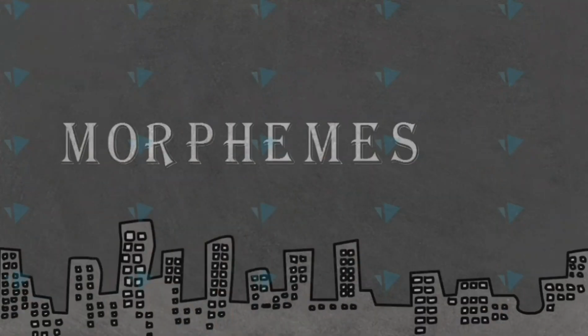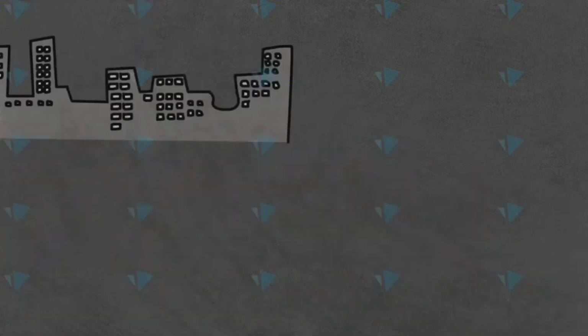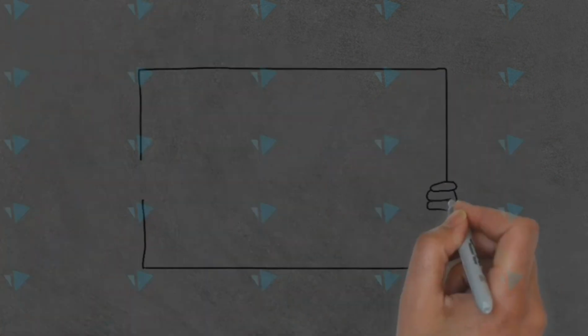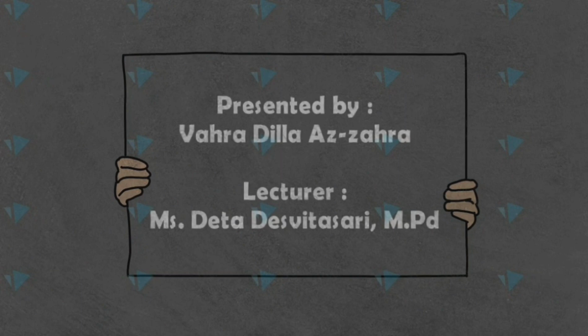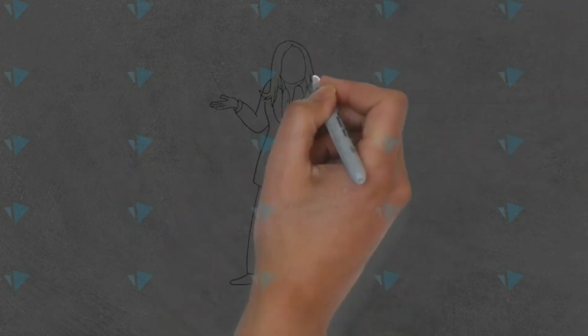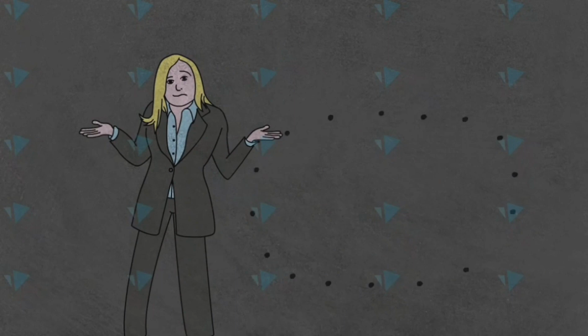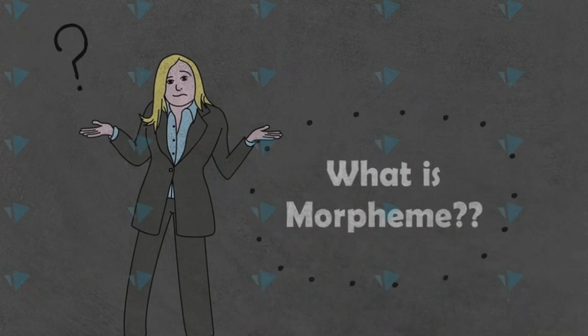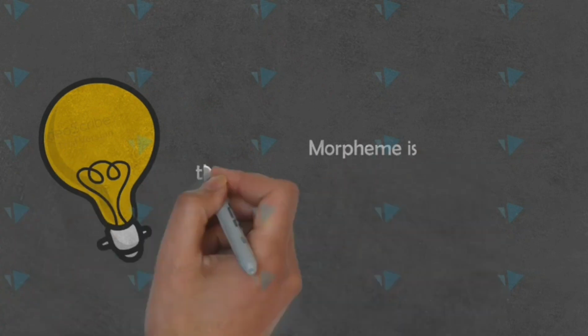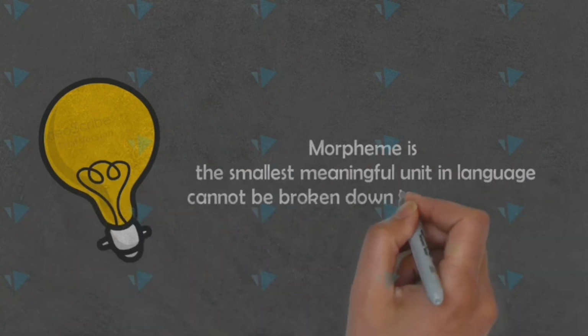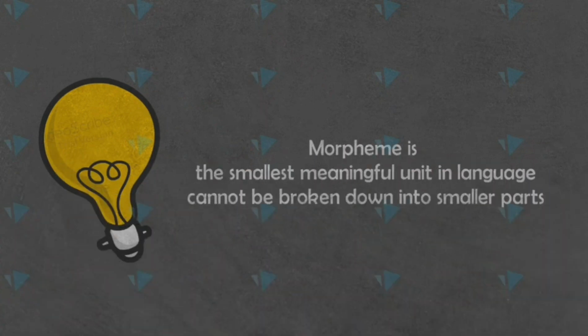So today I'm gonna talk about morpheme, the fundamental concept in morphology. Well, before we move any further, we have to know what morpheme is. Morpheme is the smallest meaningful unit in language and cannot be broken down into any smaller parts.